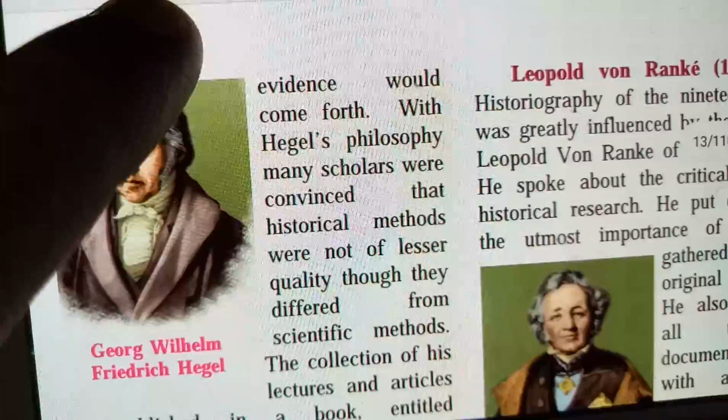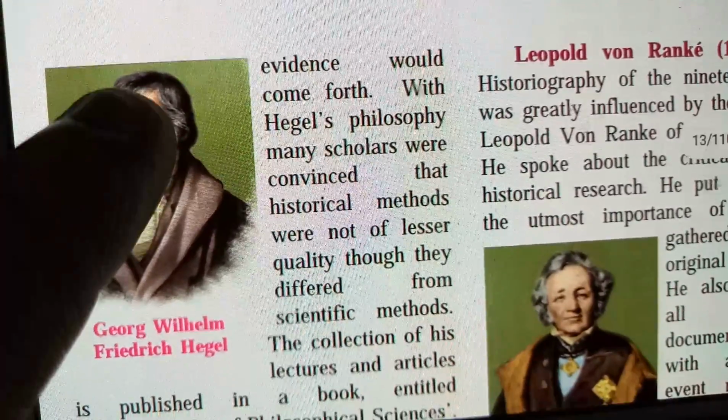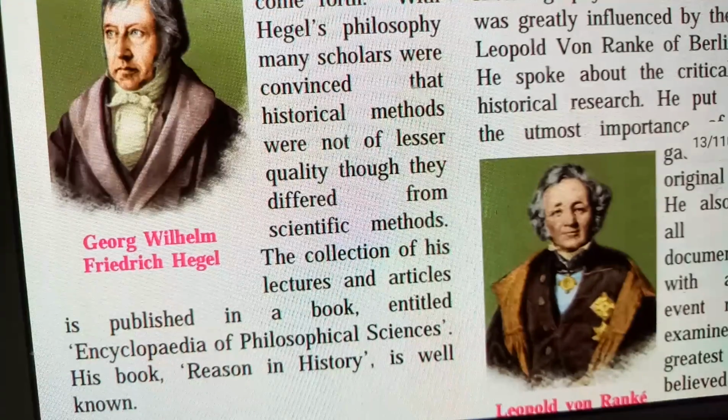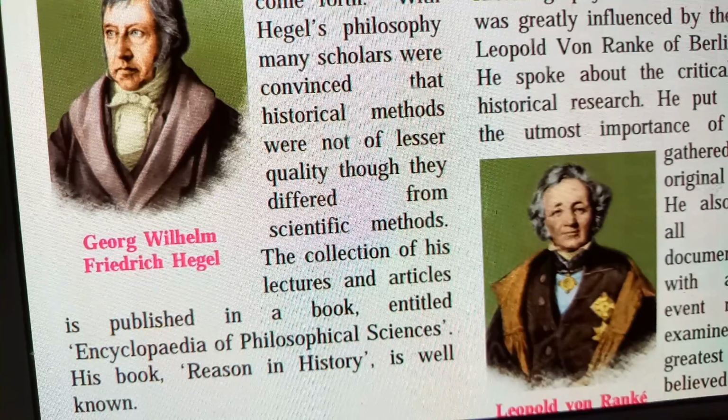With Hegel's philosophy, many scholars were convinced that historical methods were not of lesser quality of thought and do not differ from the scientific method. So Hegel was also telling, and many notable scholars also think, that we should understand the information of historical documents through the scientific method. Blindly we should not accept the information of historical documents.